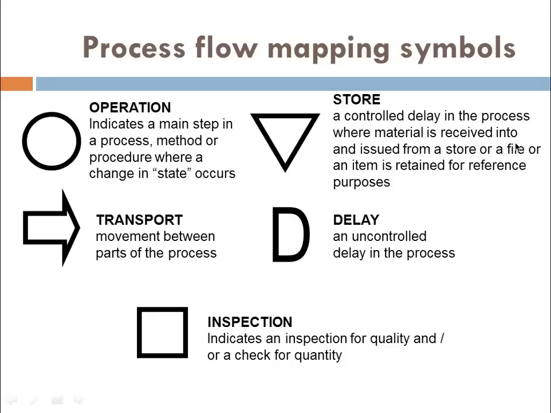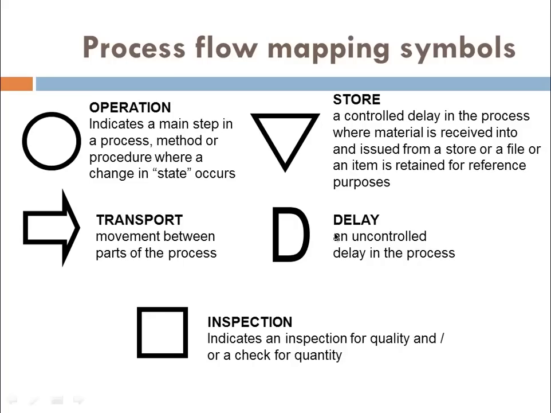The next one is a transport, the movement between parts of the process. Now, if you tilt the first letter of the word, T, by 90 degrees to your right, it forms a horizontal T. You can observe this as a horizontal T. Therefore, you can remember this symbol as transport.